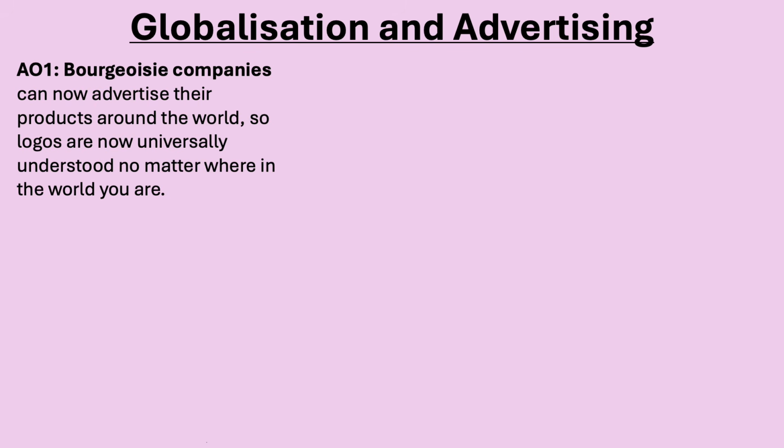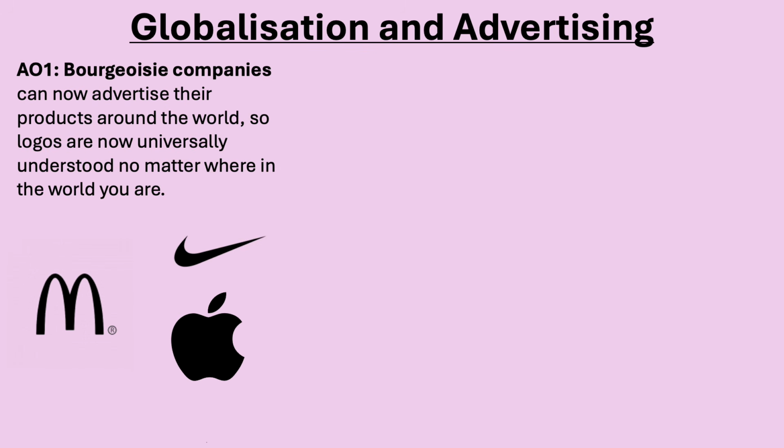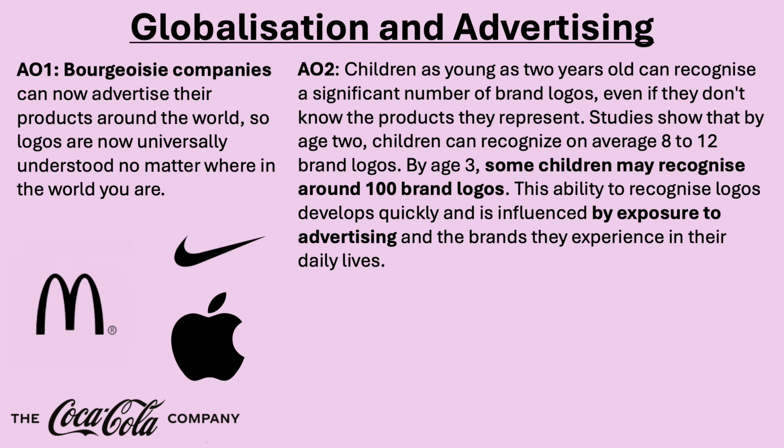So, globalisation and advertising. Bourgeoisie companies can now advertise their products around the world, so logos are now universally understood no matter where you are in the world. So for example, I'm going to show you 4 logos and I'm sure you'll know exactly what they are instantly. Of course, that's McDonald's, Apple, Nike and Coca-Cola.